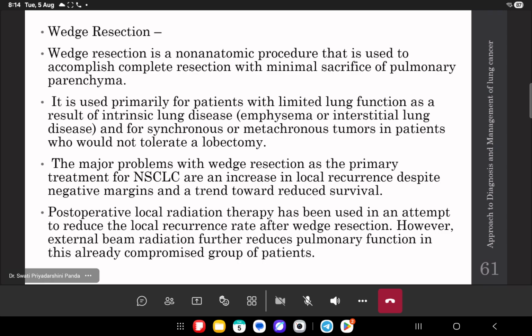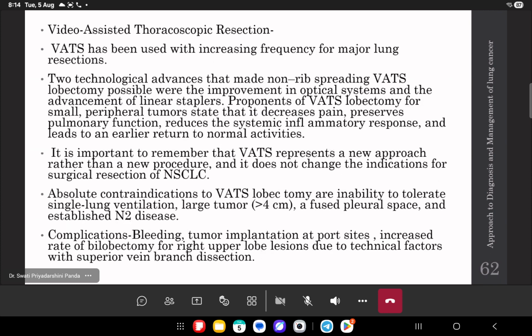Postoperative local radiation therapy has been used in an attempt to reduce the local recurrence rate after wedge resection. However, external beam radiation further reduces pulmonary function in this already compromised group of patients. Video assisted thoracoscopic resection has been used with increasing frequency for major lung resection.